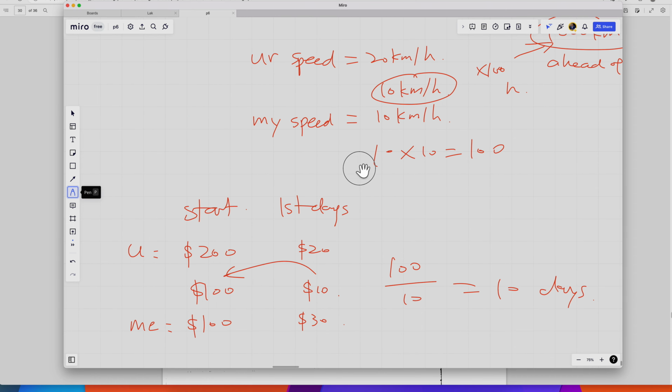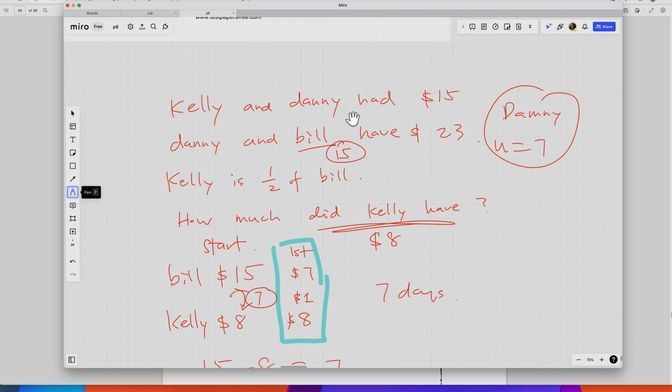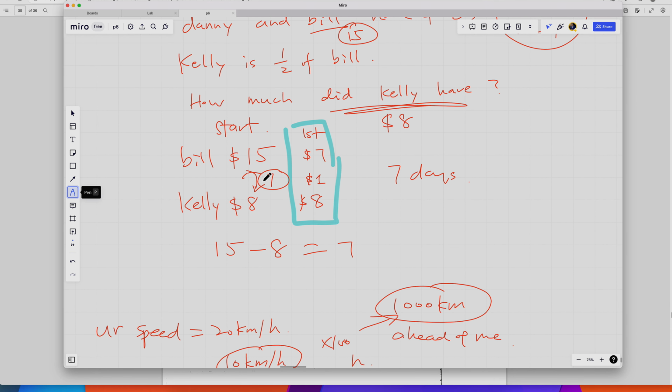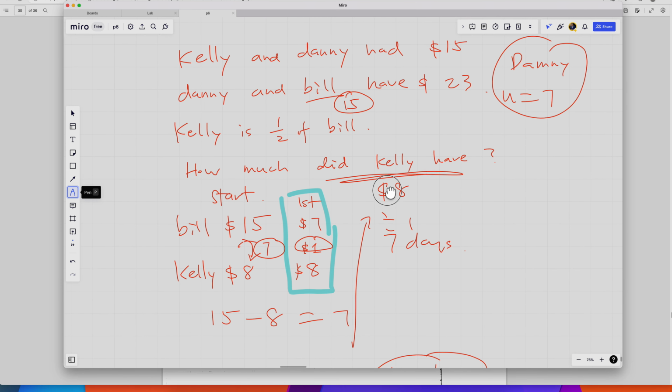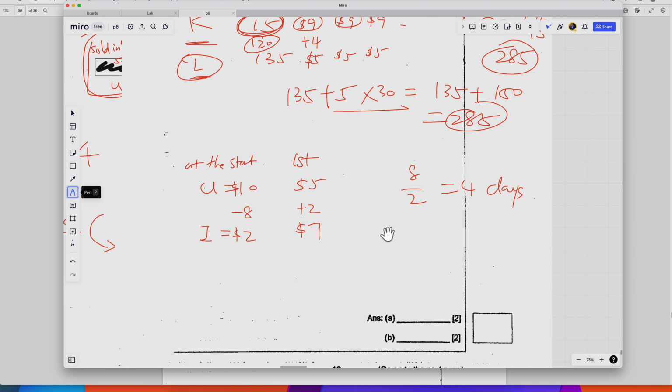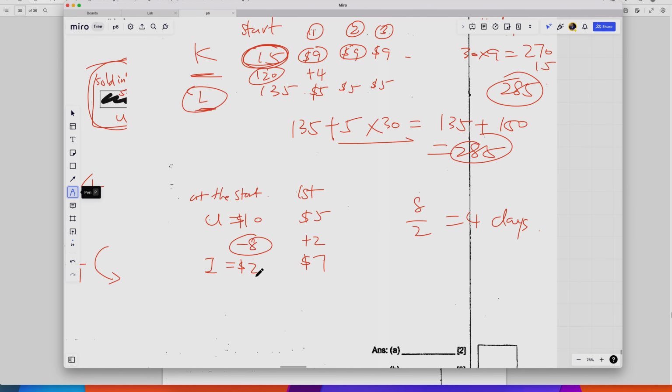Then for the question above, the difference is 7, right? One day you can catch up $1, so 7 divided by 1. So it's 7 days. Similarly for the question here, the difference is 8, right? One day you can catch up 2, right? So 8 divided by 2 is 4 days. Does it make sense? Okay, so that's how you do this kind of question.